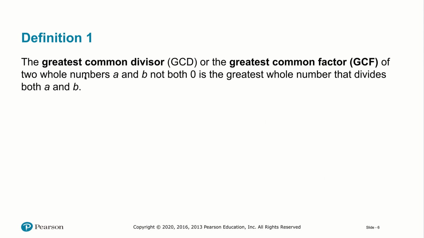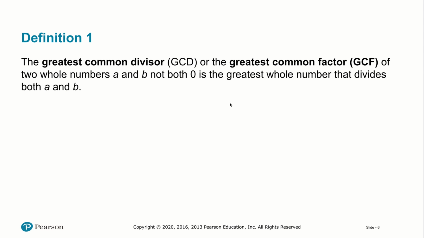So to formally define it, the greatest common divisor, or the GCD, also called the greatest common factor, of two whole numbers a and b, in which case not both of them are 0, is just going to be the greatest whole number that divides both a and b. The reason, of course, we don't want them both to be 0, is that then we would be forced to pick 0 itself as the GCD, and as we know, 0 cannot divide other numbers. That's an undefined operation. So we have that stipulation to take care of that possibility.